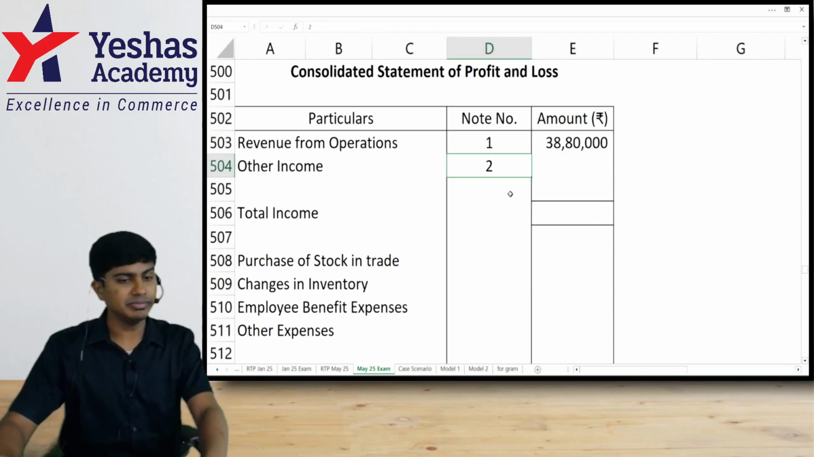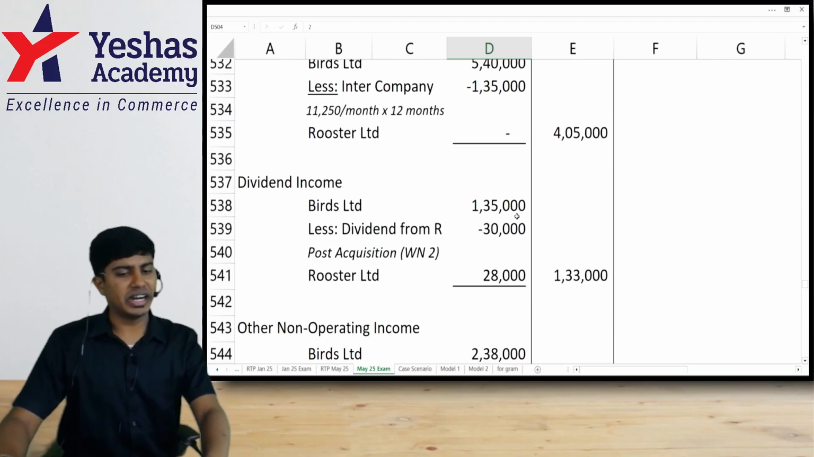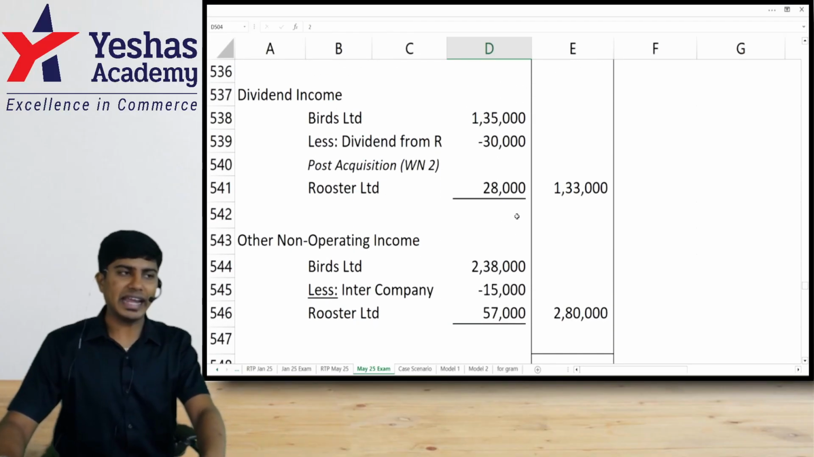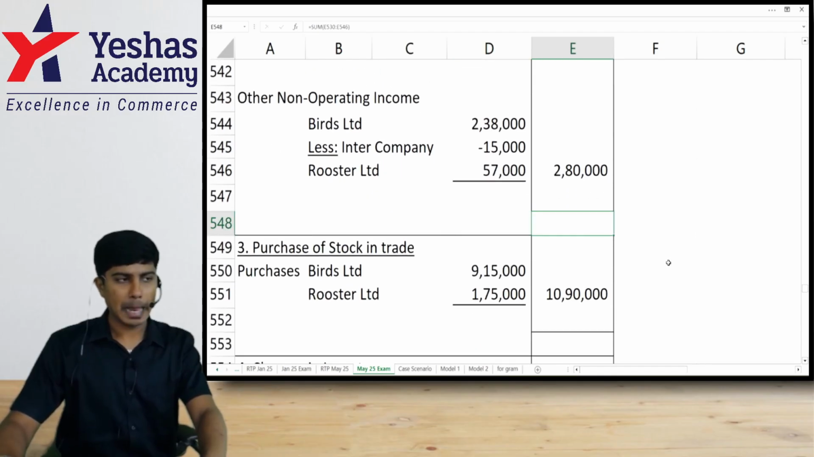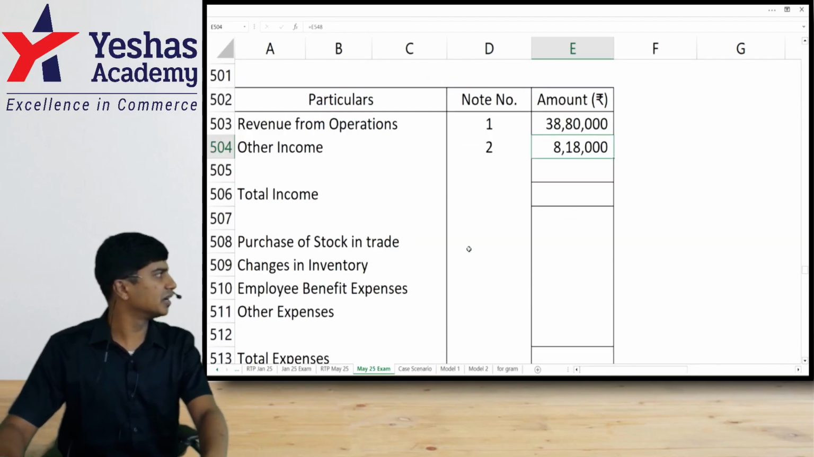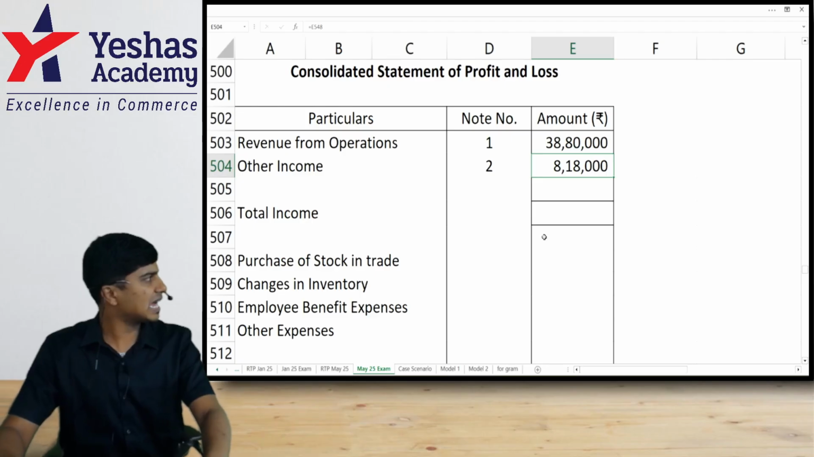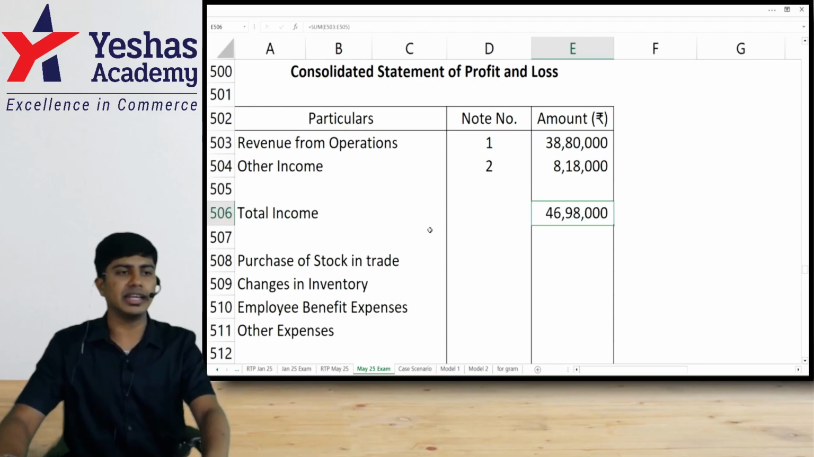Shall we go to other income? Observe other income 4 lakh 5 plus 1 lakh 33 plus 2 lakh 80. 8 lakh 18. Let me write 8 lakh 18 as other income here. Take the total 38 lakh 80 plus 8 lakh 18. 46 lakh 98,000 is the total income.